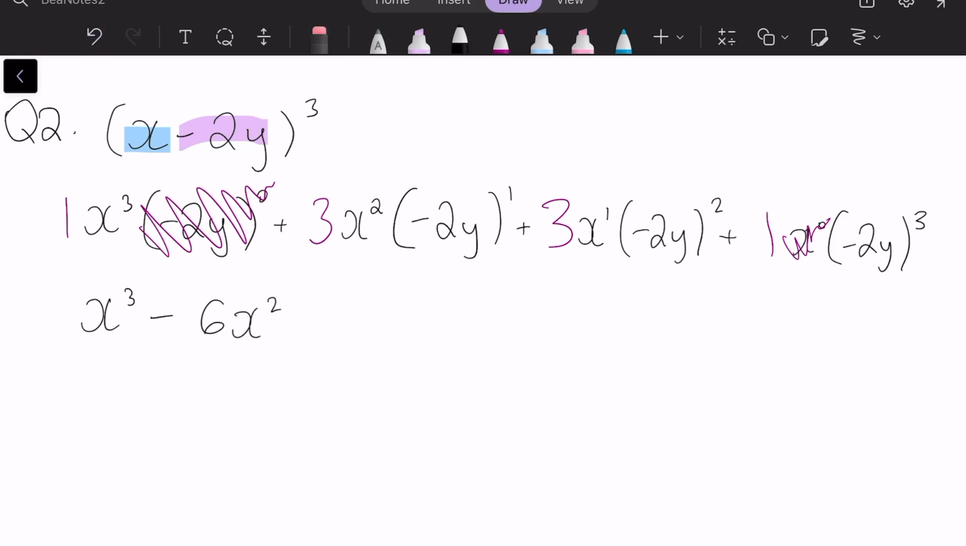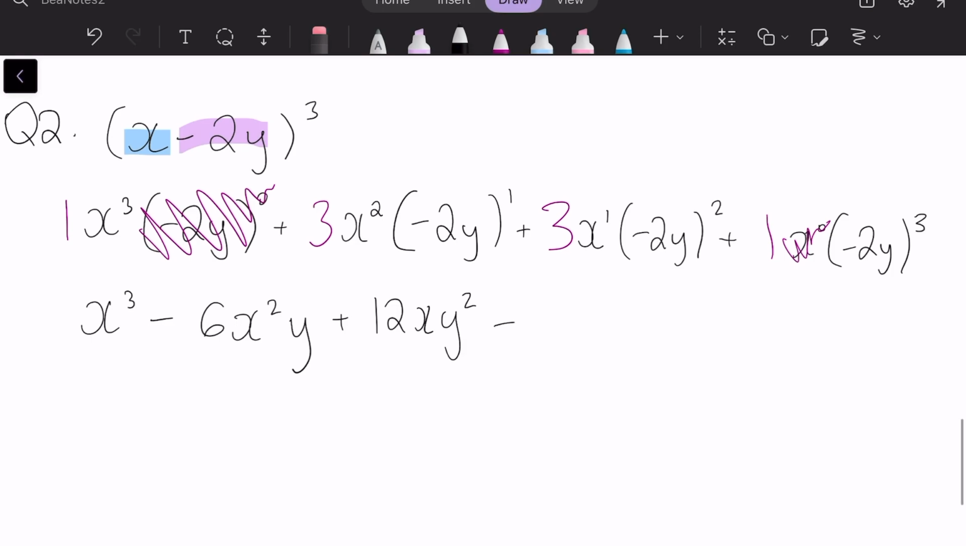x squared y. Then the next one is a negative number to the power of an even, so it ends up being positive. So it's going to be 12x y squared. Next one's a negative, so negative 8, because remember the negative 2 to the power of 3 is negative 8, and then y cubed.